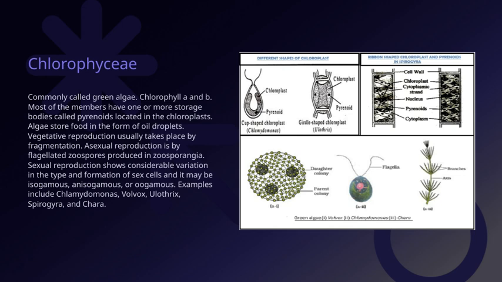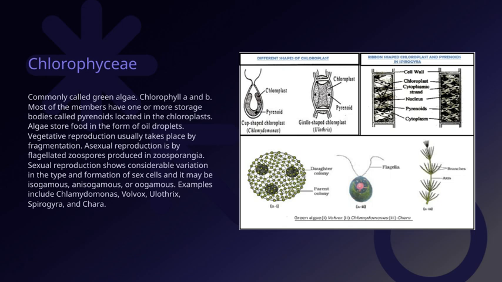When it comes to reproduction, vegetative reproduction usually occurs through fragmentation, meaning a part of the algae breaks off and grows into a new organism. They also reproduce asexually via flagellated zoospores produced in specialized structures called zoosporangia. This method allows them to disperse efficiently in aquatic environments.